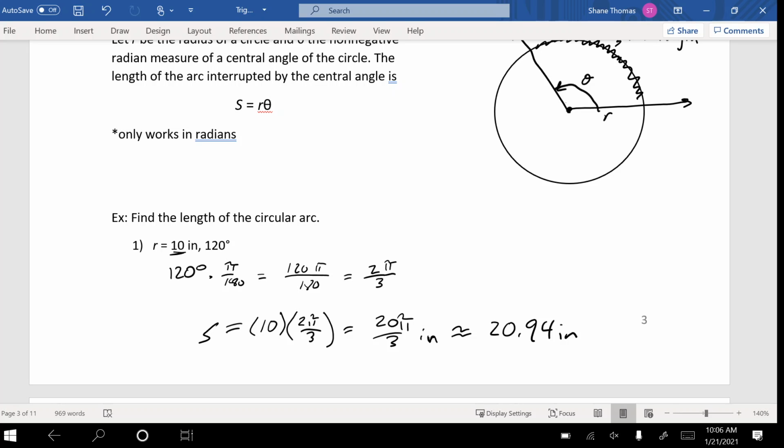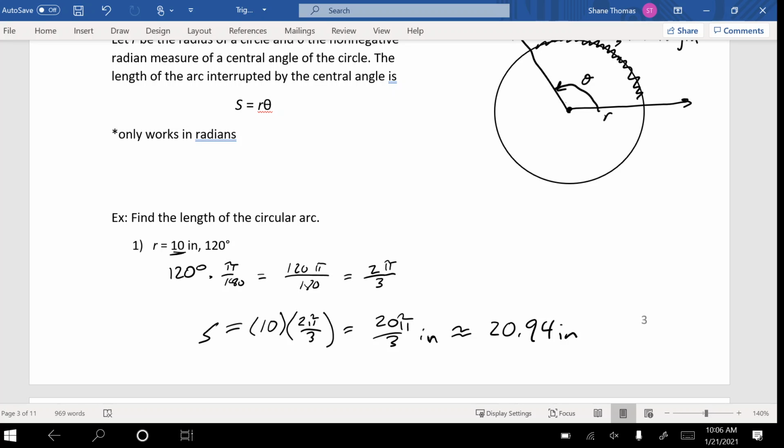Okay. Now again, I said this only works in radians, right? That formula as written only works in radians. We could do this with degrees. When you do it with degrees, you'd have to put 120 over 360, then multiply it times the circumference. And it just becomes a longer process. So it's just much easier to go ahead, put this in radians, and then roll with it. Make sense? All right. Let's keep rolling.